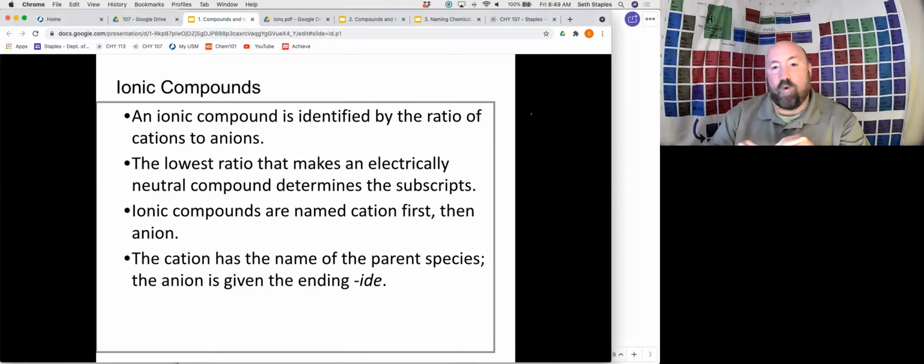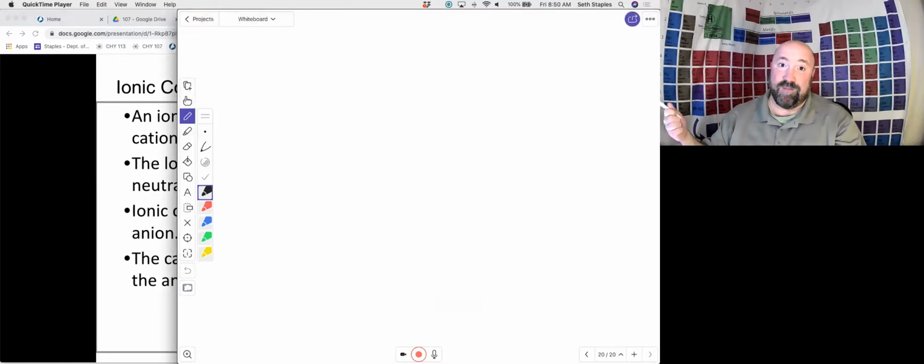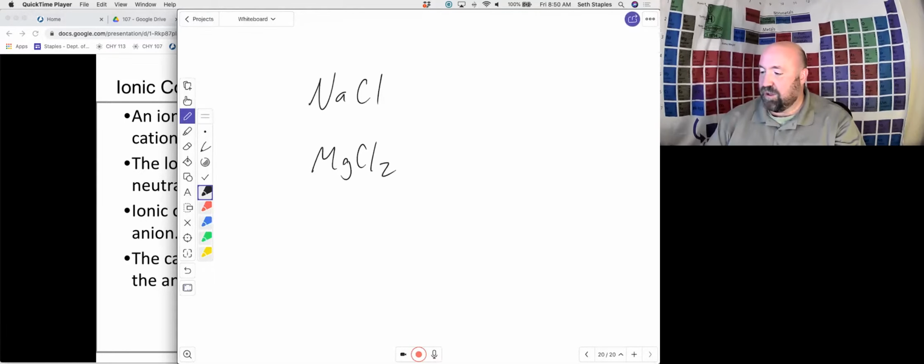When we write the formula for an ionic compound, we're writing the ratio of cations to anions. Remember that chemical formulas show the ratio of our ions. For instance, sodium chloride means that we have one sodium in there and one chlorine. MgCl2 means that we have one magnesium and two chlorines in this compound.